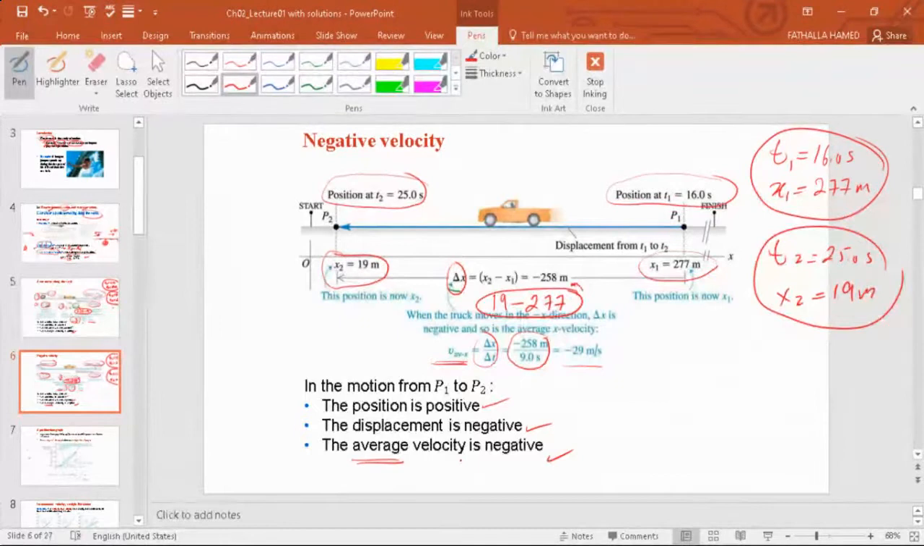If you look at what we did in the previous slide and this slide, you're still in the positive x-axis. Your positions are still in the positive x-axis. However, a displacement is a vector. And in the first slide, your displacement was positive. In this slide, your displacement is negative. That means you're moving along the negative x direction. Your average velocity in the previous slide is positive. Your average velocity here is negative. That means you're moving along the negative x direction. Is this clear?